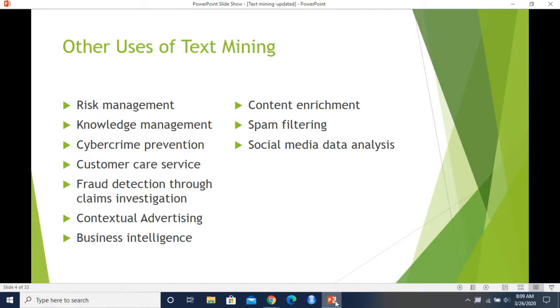Also, in fraud detection through claims investigation, text analytics is a tremendously effective technology in any domain where the majority of information is collected as text. Insurance companies are taking advantage of text mining technologies by combining the results of text analysis with structured data to prevent frauds and swiftly process claims.